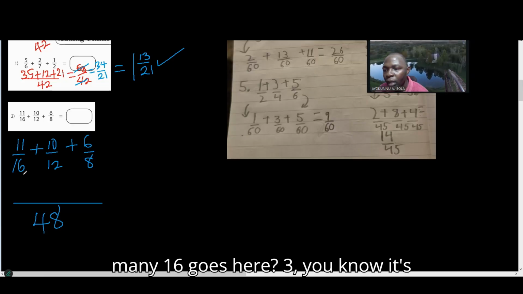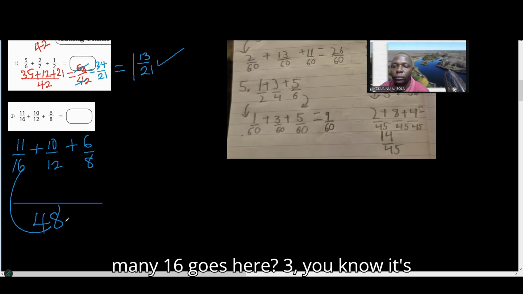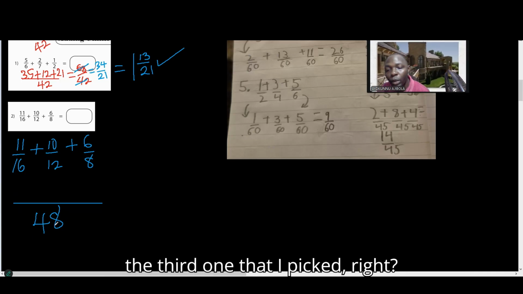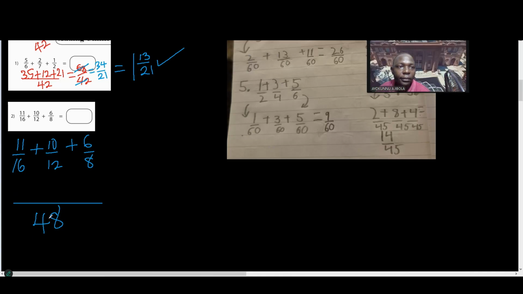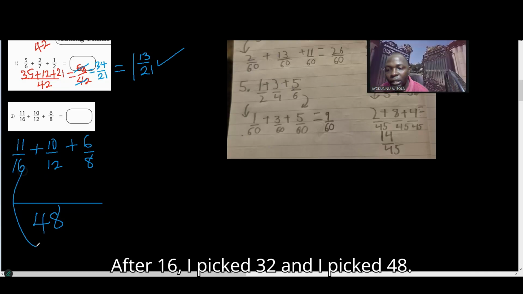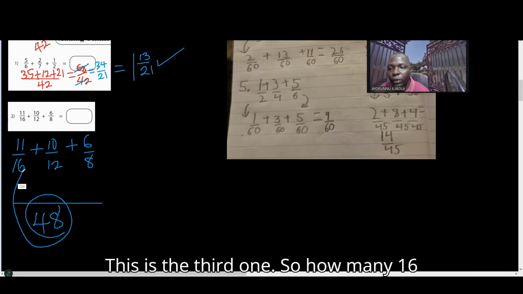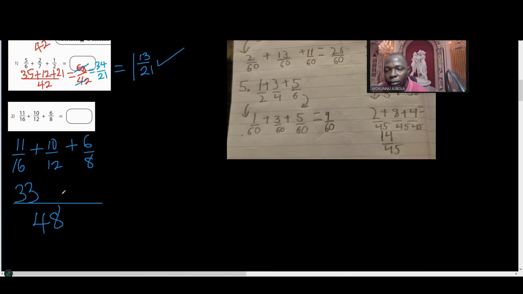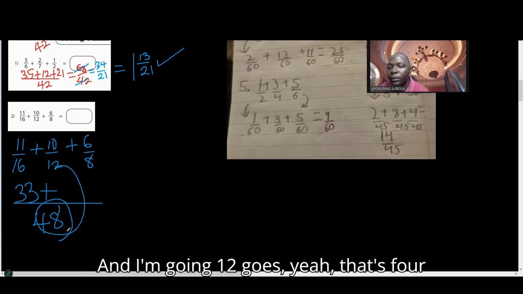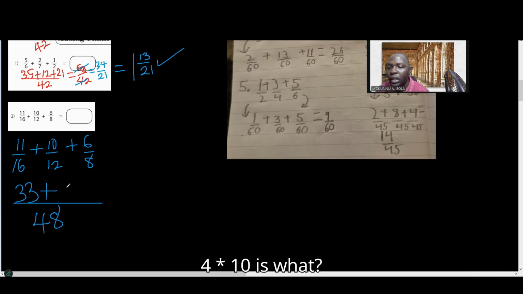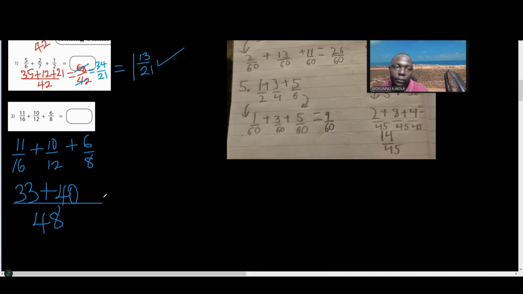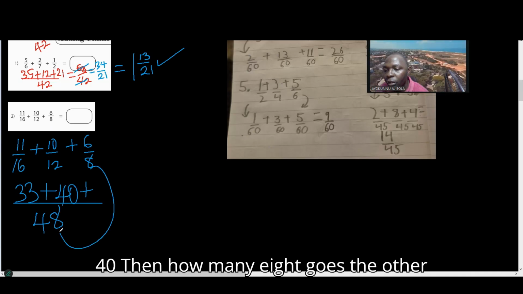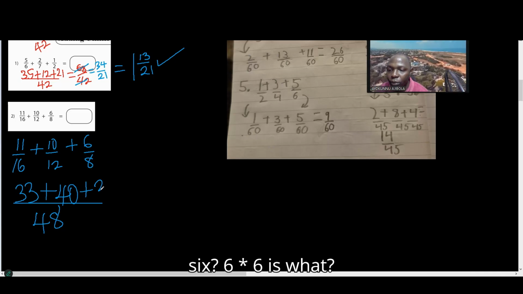Okay. So, how many 16 goes here? 3. It's the third one that I picked, right? After 16, I picked 32, then I picked 48. This is the third one. So how many 16 goes here? That's 3. 3 times 11 is what? 33. Then how many 12 goes here? That's 4. 4 times 10 is what? 40. Then how many 8 goes here? That's 6. 6 times 6 is what?